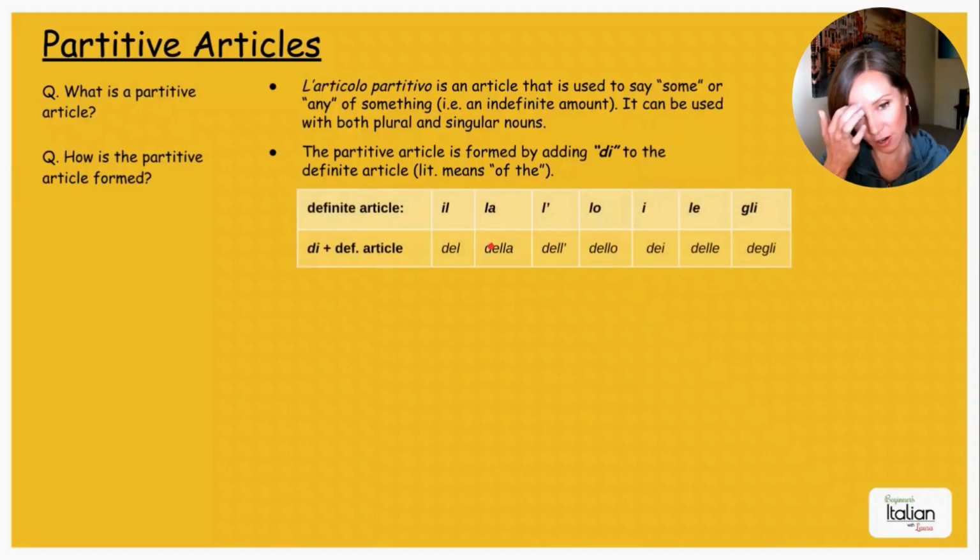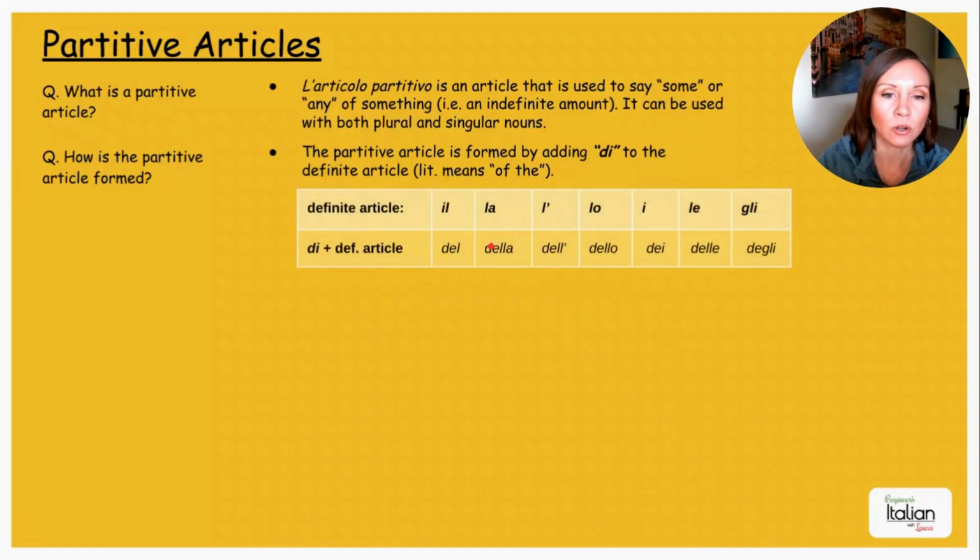Okay, so I have a little chart here. So for the definite article, which we just covered, we have il, la, l apostrophe, lo, i, le, and gli. When you're adding d plus these, it becomes del, della, dell', dello, dei, delle, and degli.